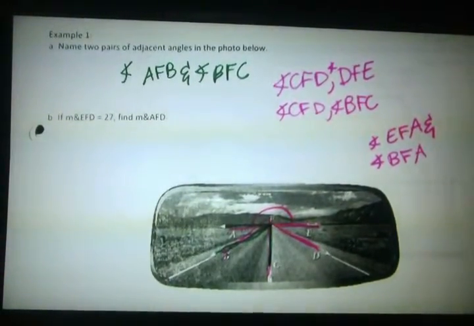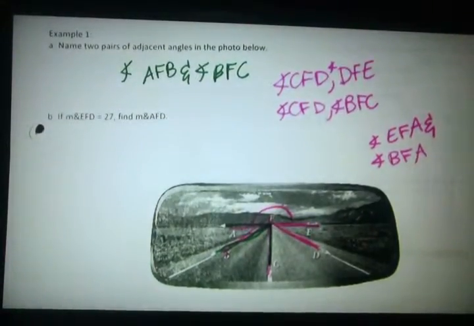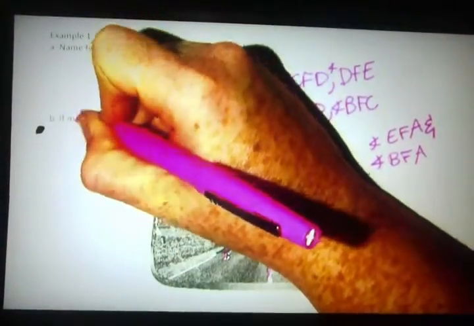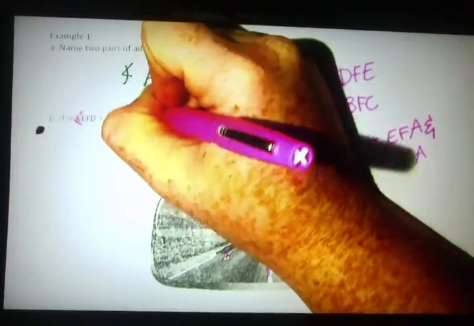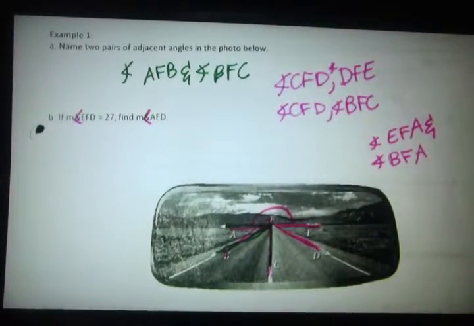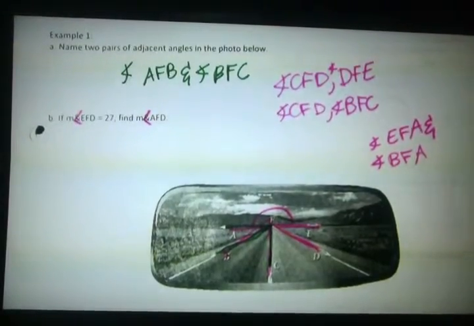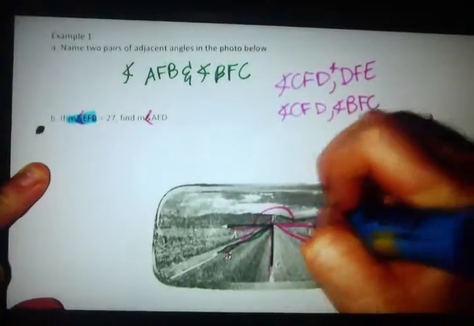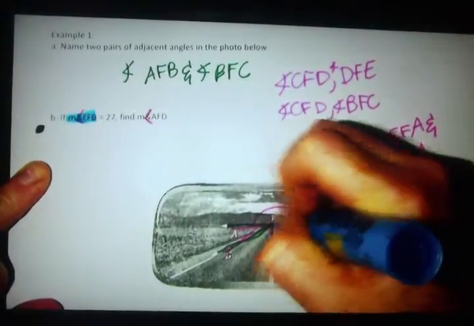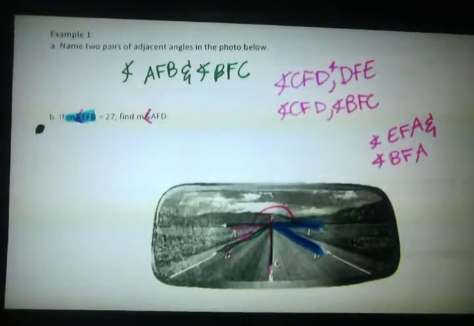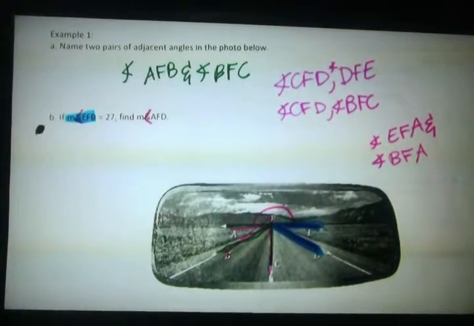Okay, so B, I'm not really sure what went on there. These should be angle signs, sorry. Okay, so let's look at it. If measure of angle EFD is 27, where's EFD? Over here. Okay, find measure of angle AFD. Okay? Measure of angle AFD.